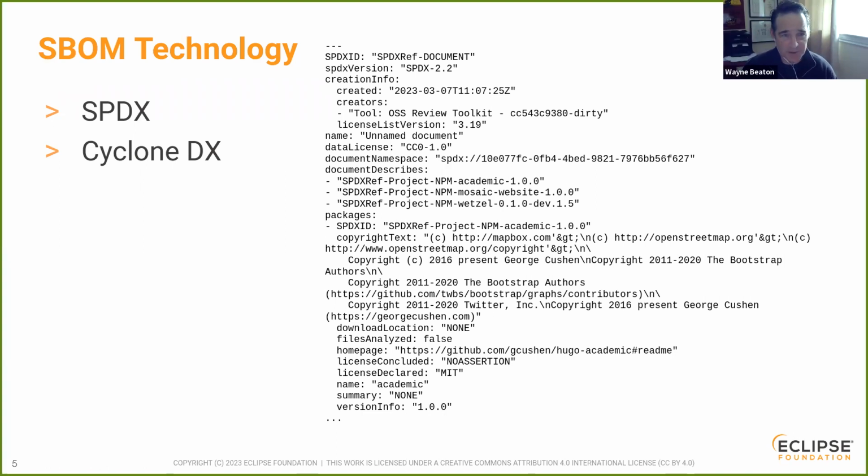SPDX also has a means of expressing it in other ways: tag value, JSON, RDF, which is an XML-based format. Again, I don't actually have a lot of familiarity with Cyclone DX. It does the same sort of things. There's considerable overlap, as I understand it. We actually do have a couple of projects that are doing work with Cyclone DX, and I do need to investigate that further.